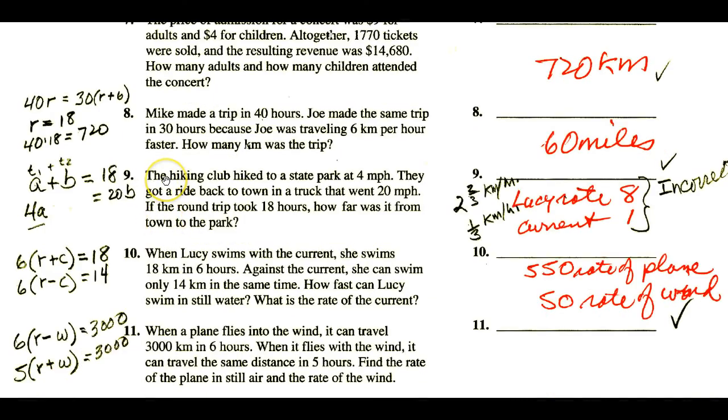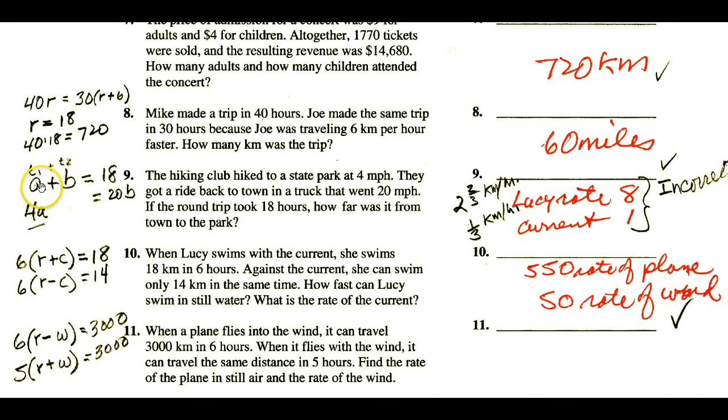Now here the hiking club hiked to a state park at 4 miles per hour. They got a ride back to town in a truck that went 20 miles per hour. If the total trip took 18 hours, how far was it from the town to the park? Well, this one is a little tricky.